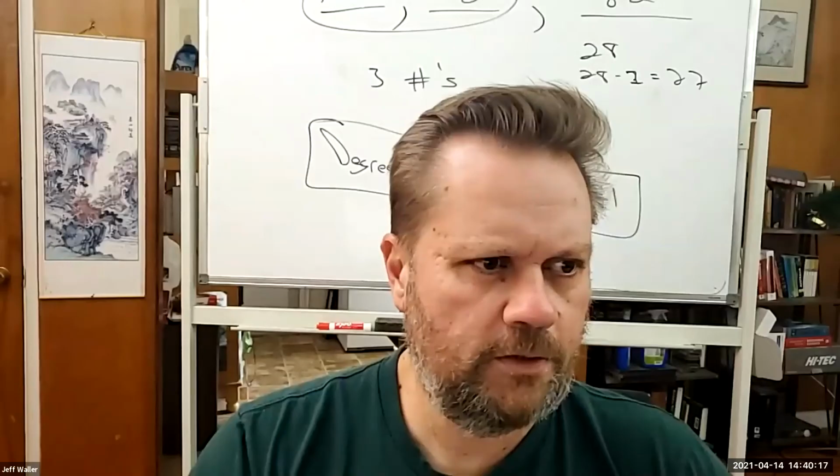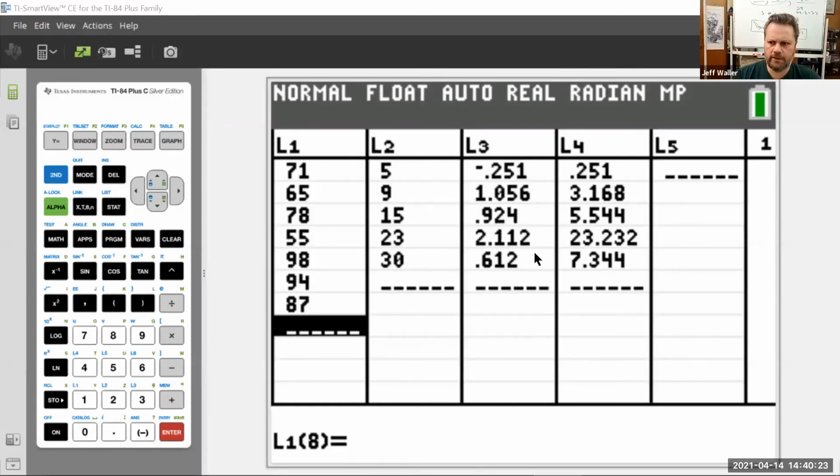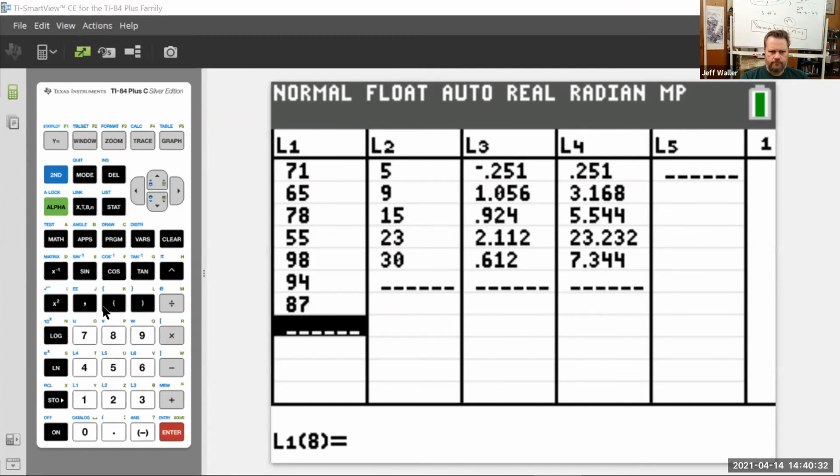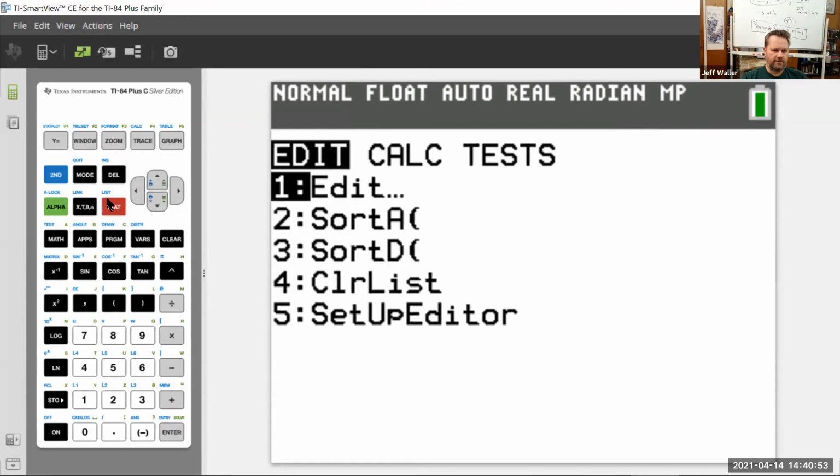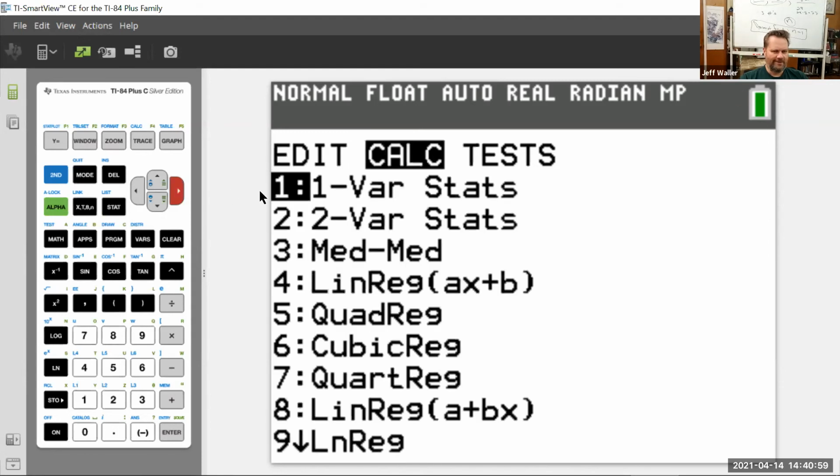All right, just to make sure you remember how to do this. I put my data here. Don't worry about all this stuff from before. Here's all my data. How do I calculate the one variable stats? Where do I push to get the one variable statistics calculated? Is it math? Nope, it's close. Stat. Stat, then calculate, then test. Go over to one. Right there.